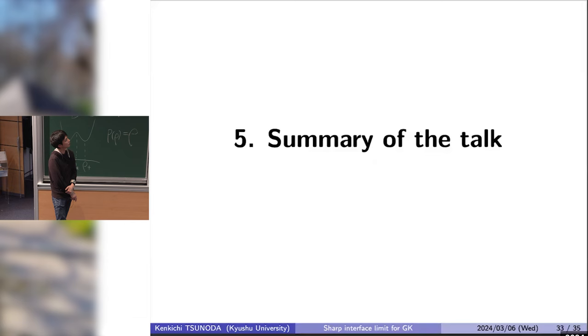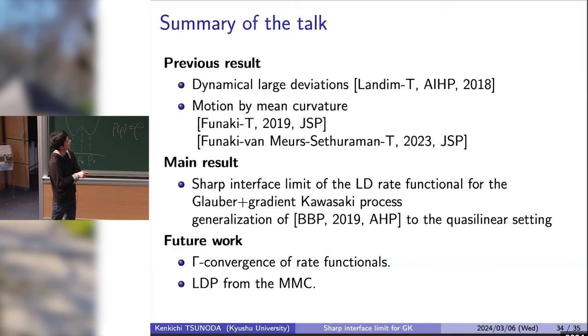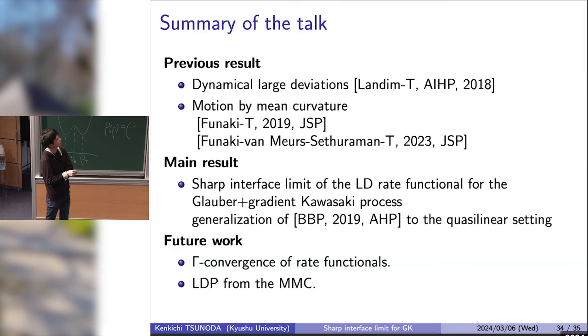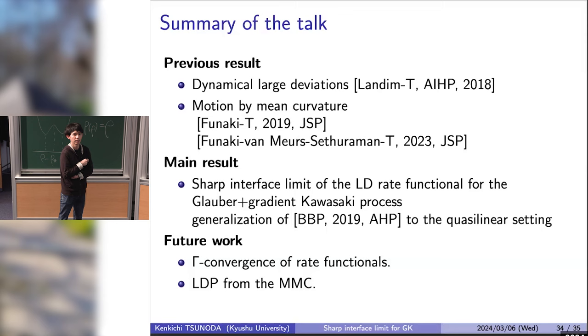So this is the last slide of my talk. I examined several results. Our main result is a sharp interface limit of the large deviation rate functional for the Glauber plus gradient Kawasaki process, which is nothing but a generalization of the previous work to the quadrilinear setting.